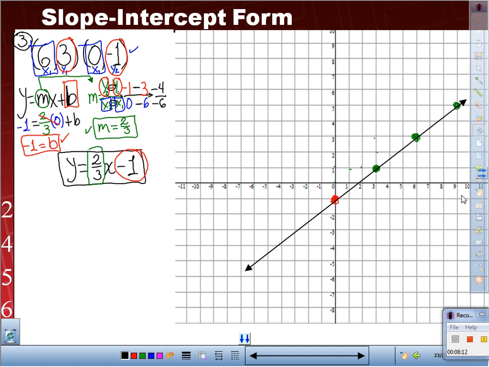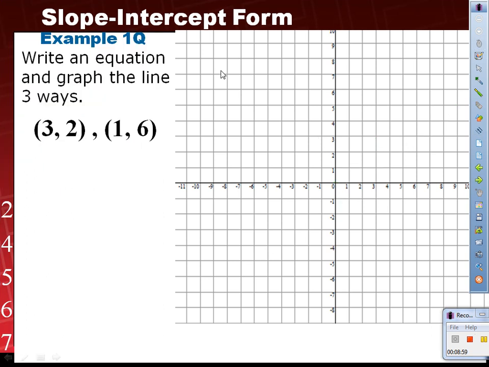All right, because tonight we're just adding a couple more steps to this. So let's go back to the back part of your graph. Okay? So here on the small graphs on the top left, you're going to write the next example, please, and copy the instructions. Example 1Q says, write an equation and graph the line 3 ways. And the points given are (3, 2) and (1, 6). Copy that, please. Top left.